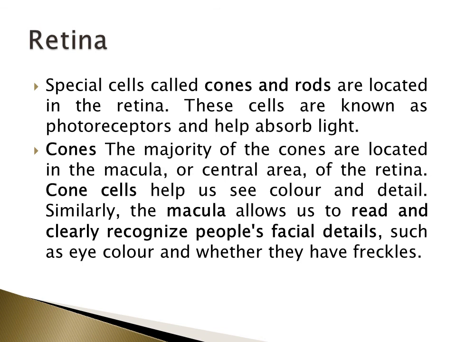So the cone cells are located in the retina, in the macula, at the center. The cones help us recognize colors and also detail. And then the macula helps us recognize people's facial details. So the cone cells help us with color, and the macula helps us with reading clearly and other details.